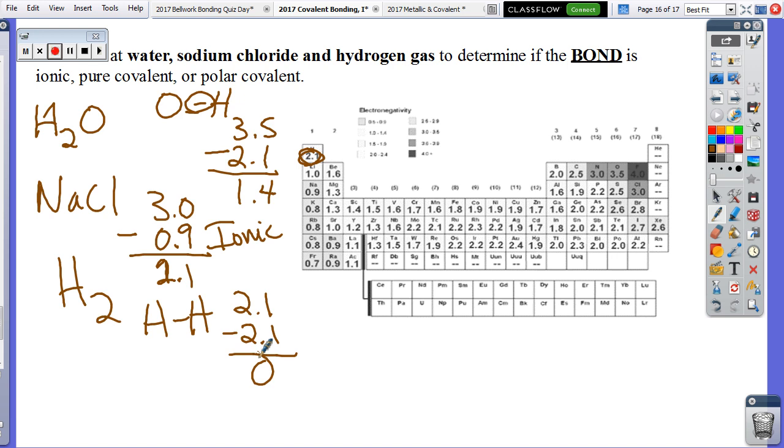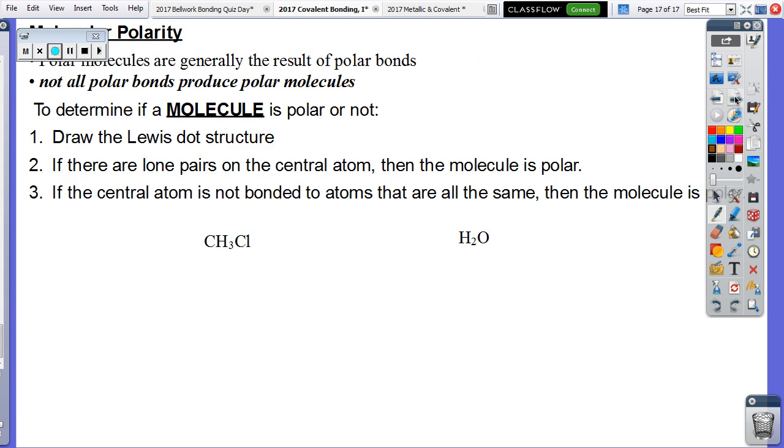To be able to tell if a molecule itself is polar, you have to be able to draw its Lewis structure, and that's going to give you big clues as to whether or not it's polar. And that's what the bottom of this page tells you. It says that to determine if a molecule is polar or not, the first thing we have to do is draw the Lewis dot structure. So I've got a couple of examples here that we'll do.